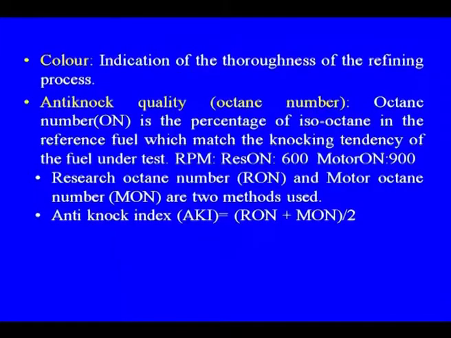The octane number is the percentage of isooctane in the reference fuel which matches the knocking tendency of the fuel under test. RPM, because we have two types of octane number, one is the research octane number and the other is the motor octane number, RON or MON. This would be the speed of the test machine, and as you see, in case of the research octane number, the speed is lower than the motor octane number. Normally we take the average of the two, and this is what we call the anti-knock index: RON plus MON, research octane number plus motor octane number, divided by 2.